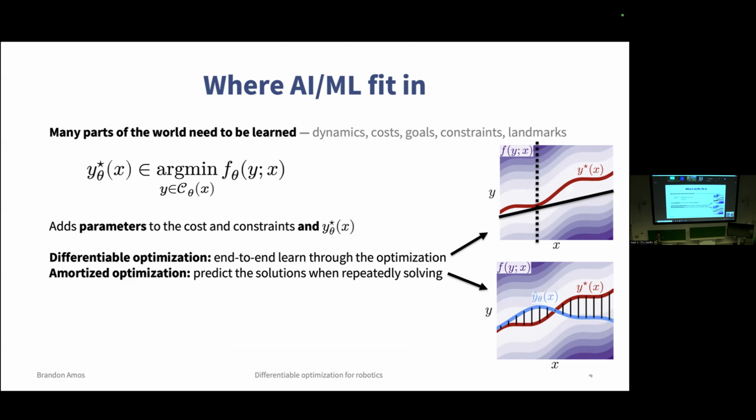And from this perspective, it also, in some ways, adds parameters to the output of the optimization process. And the two areas that I work on are, one, differentiable optimization, which means differentiating the solution to the optimization problem with respect to these parameters. And this is useful so that we can now learn end-to-end through what happens when we actually optimize using the models that we've learned.